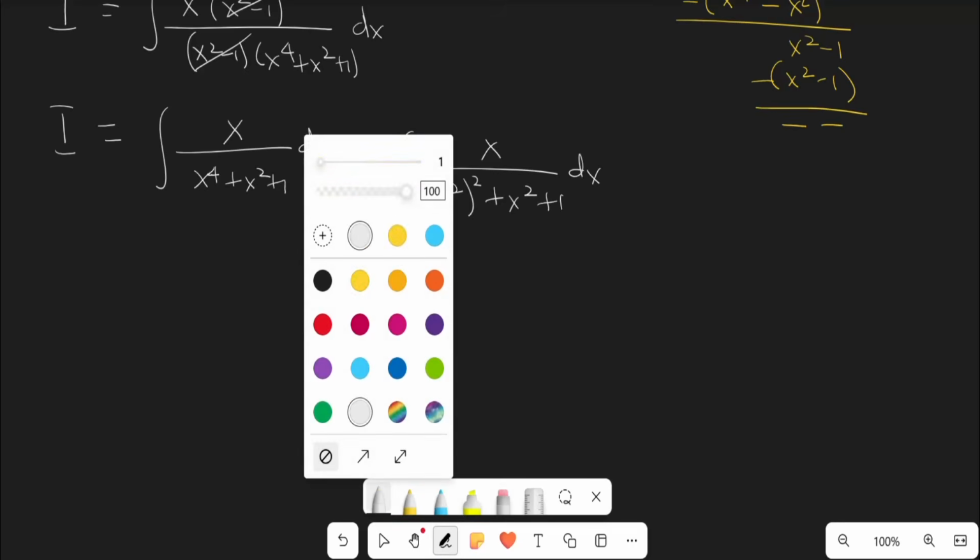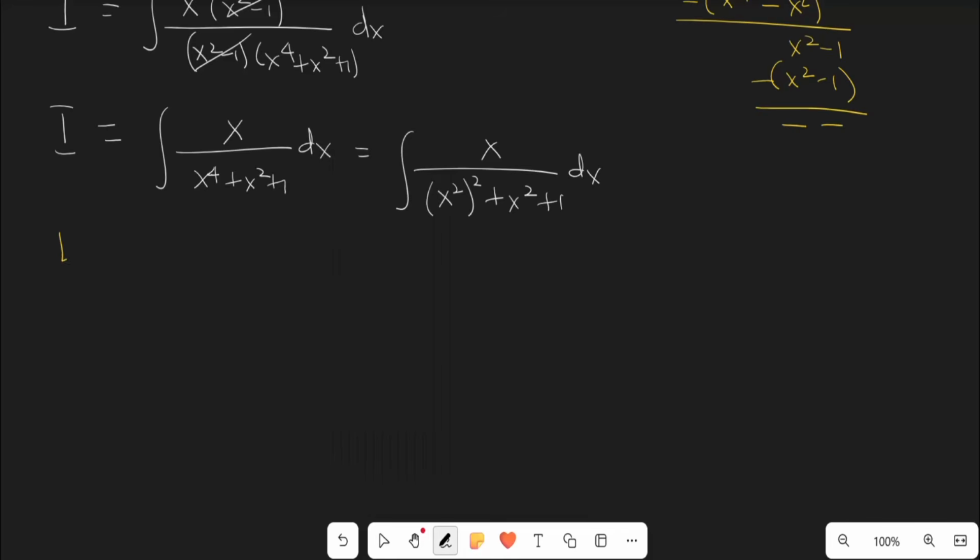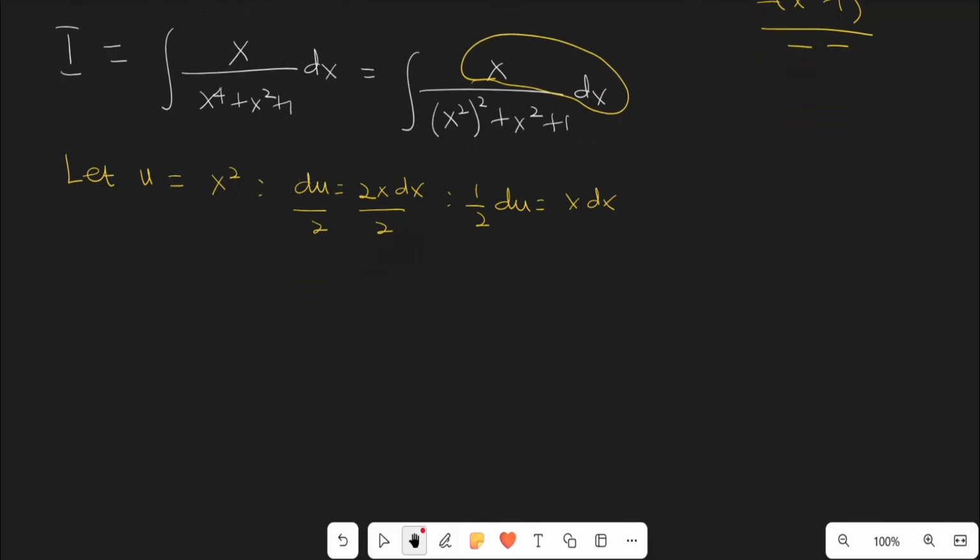And now let's do a u sub. We can let u be equal to x squared. So that implies that du is 2x dx. Can divide both sides by 2. That implies that 1/2 du is going to be x dx. So in place of x dx, I'm going to replace that with 1/2 du, right?